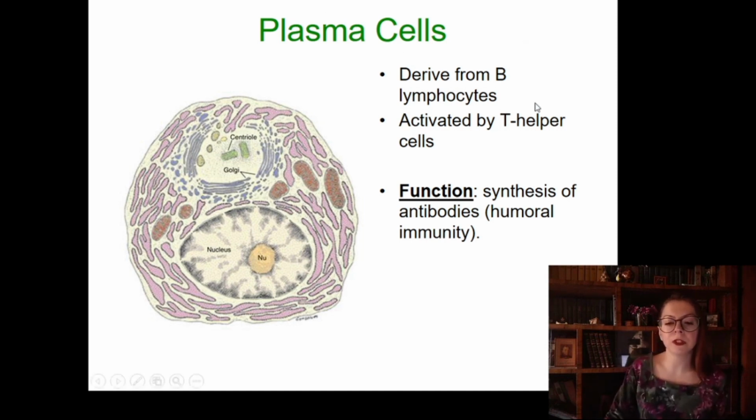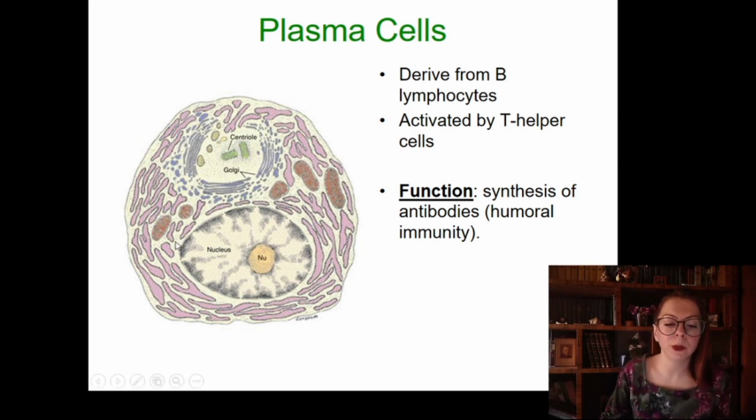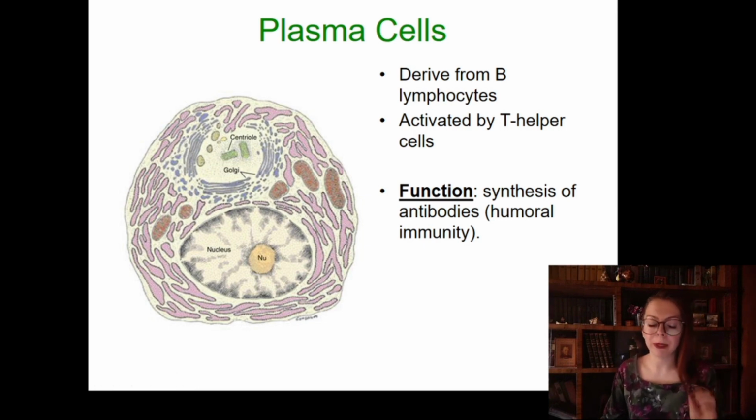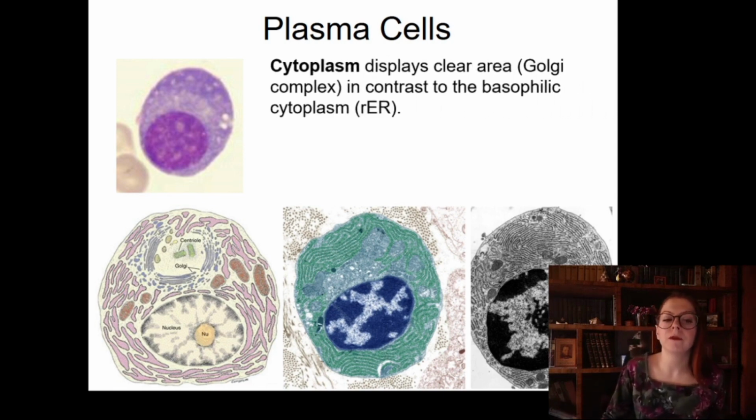They derive from B lymphocytes, they are activated by T helper cells, and they produce antibodies. As antibodies are proteins, plasma cells have very well developed rough endoplasmic reticulum, so their cytoplasm is extremely basophilic. And these are the two signs, two criteria, according to which you can distinguish plasma cells in the light microscopy. First, the cytoplasm is extremely basophilic with light area occupied by Golgi complex close to the nucleus. So this light area on the background of the basophilic cytoplasm, this is the sign of plasma cell.